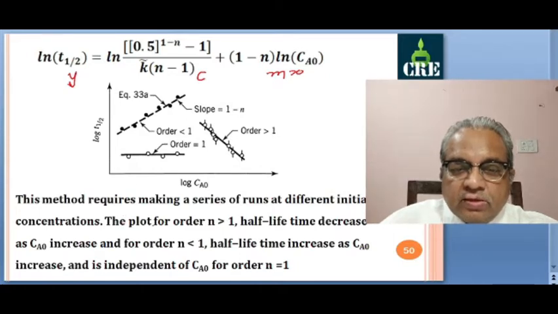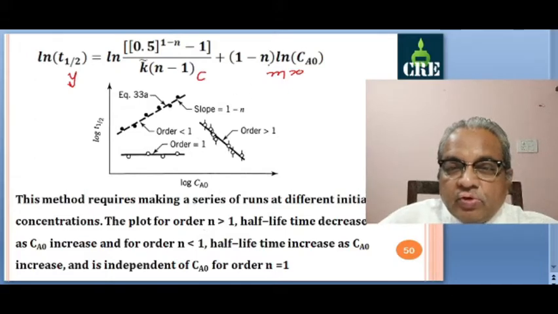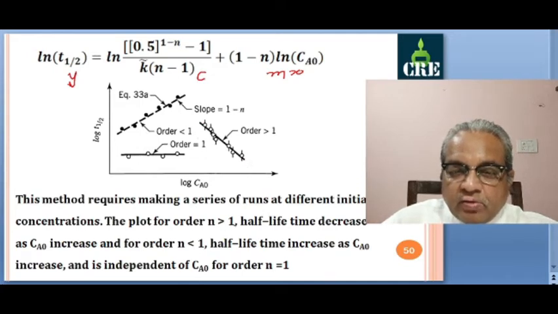So if you make runs like this, plot for the order n greater than 1. If n is greater than 1, naturally this bracket will have some negative value. If n is equal to 2, n greater than 1, this becomes minus 1. So for n greater than 1, this slope will be negative, and you will get this kind of straight line fit. So for n greater than 1, half-life time decreases as Ca0 increases. You can see this half-life time decreasing as Ca0 is increasing.